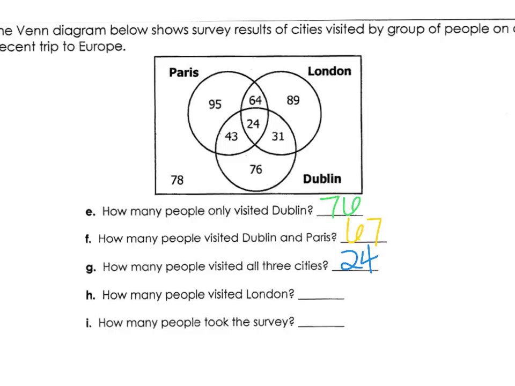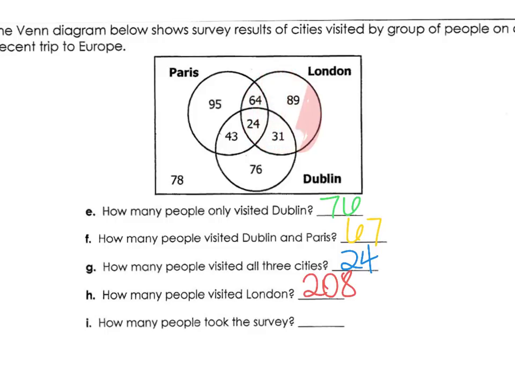Then part H, how many people visited London? To find that, we would want to look at our London circle. How many people visited London? That would be all of these people right here, all the people in the London circle. All these people visited London. So we would want to add together 64 plus 24 plus 31 plus 89. That's going to give us 208 people total visited London.